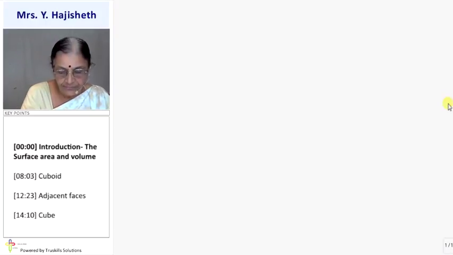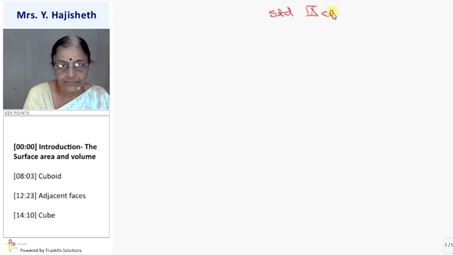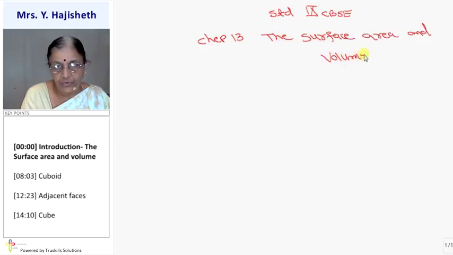Now see children, today we will start a new chapter of Standard 9 CBSE, and it is chapter number 13. The name of the chapter is Surface Area and Volume. This is quite a new topic.